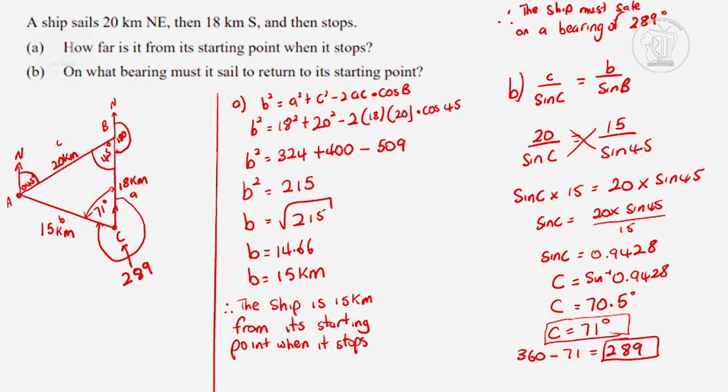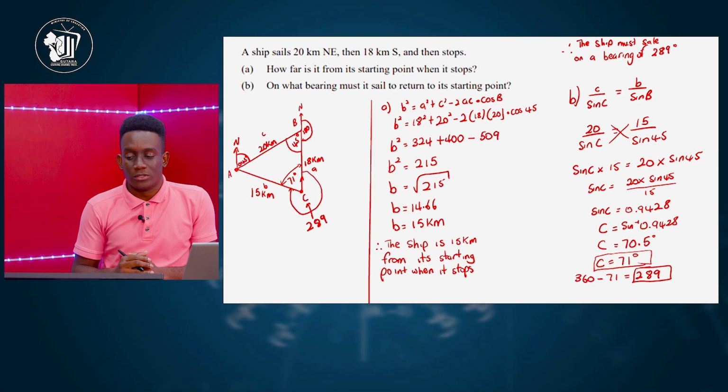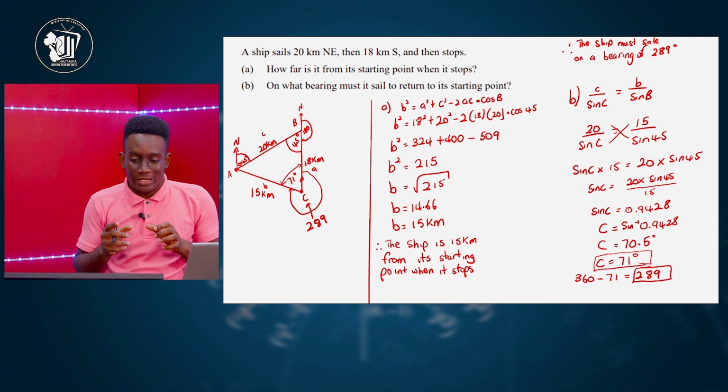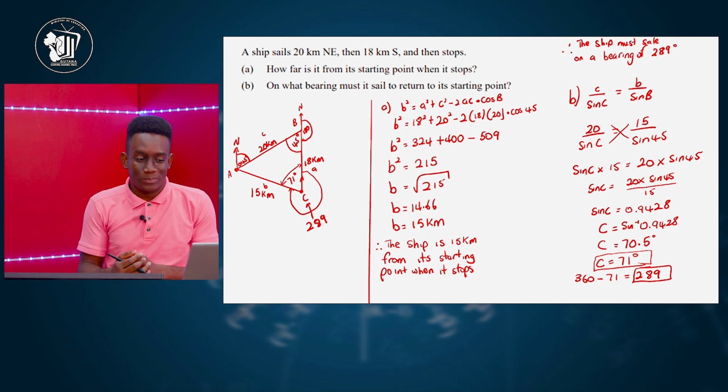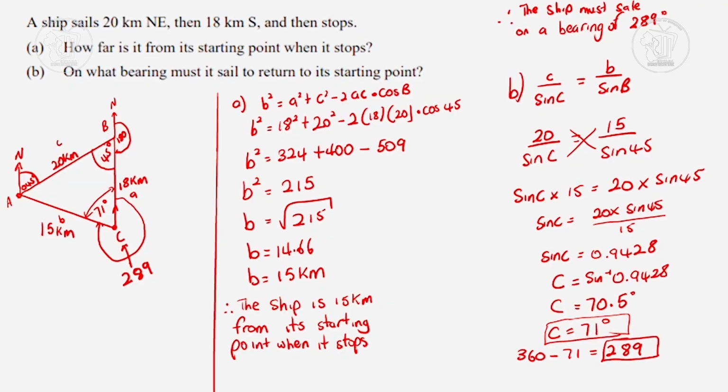And that would be the answer. It must sail on a bearing of 289 to get back to its starting point. And that is how you answer a bearings question. It's kind of a lot of work, but the key, once again, is in the diagram.